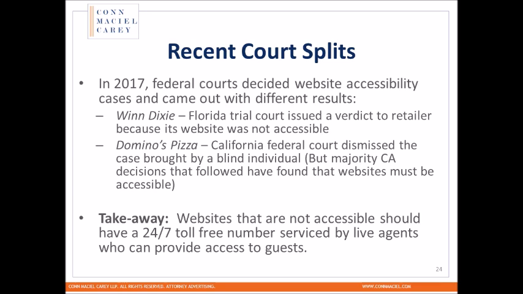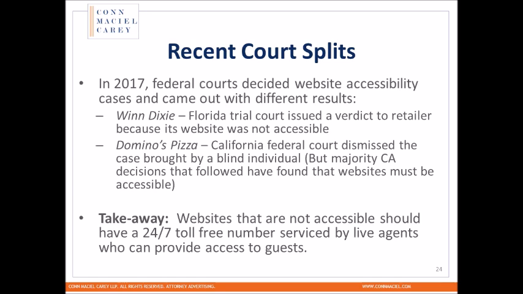And then, as I mentioned, we have the Domino's Pizza case where the federal court ruled in favor of Domino's and dismissed the case brought by the blind individual. And as I said, that case is up on appeal to the Ninth Circuit and was heard in oral argument. Most California decisions, and Andrew certainly can speak to this more cogently than I can, have followed the ruling that websites must be accessible.